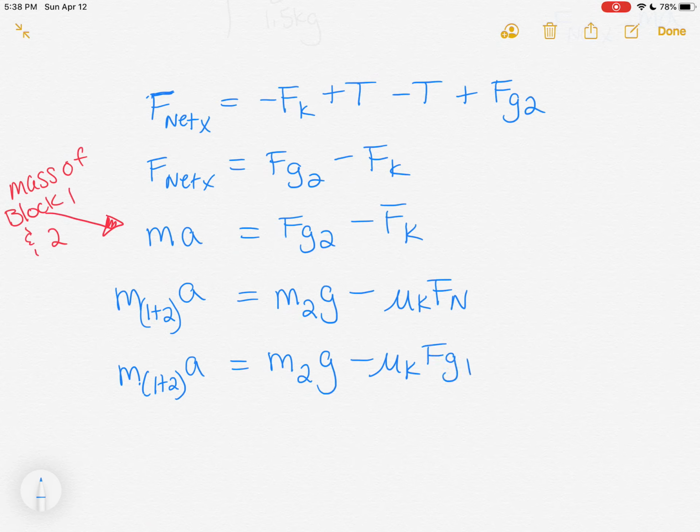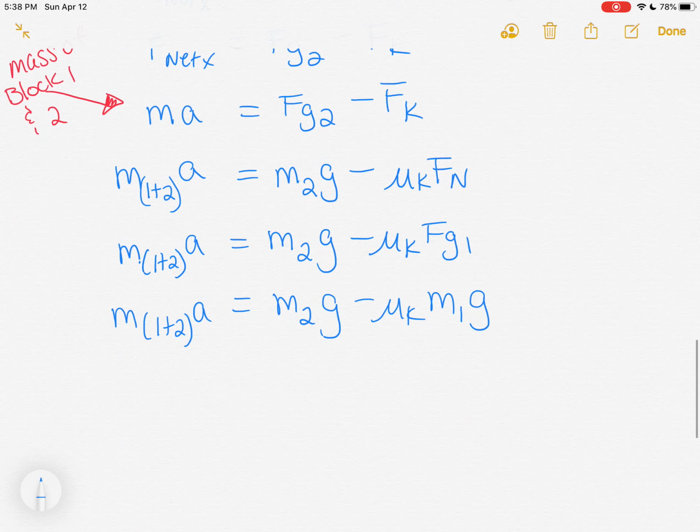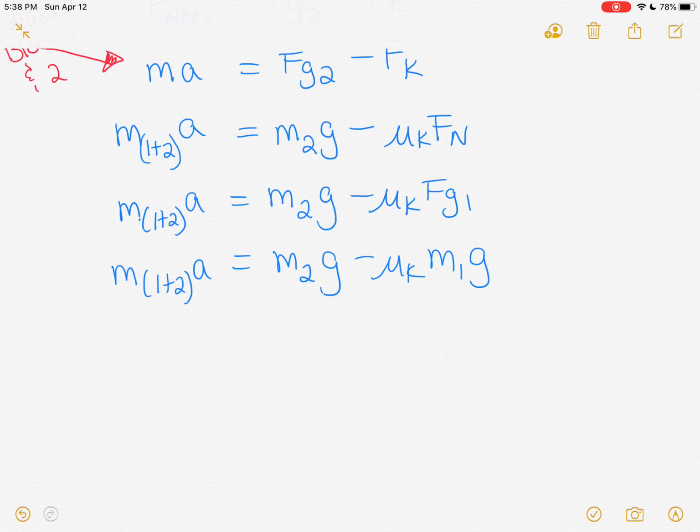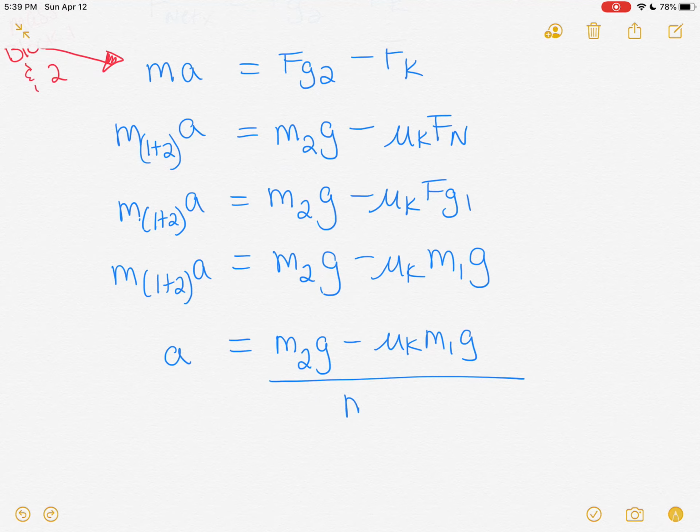Okay, for Fn, we can substitute Fg1, and then we can keep substituting. So Fg1 will be m1g. Okay, and so now we get to a point where we have all of these things. And so we're just going to do one more substitution so that we can solve for acceleration. So acceleration is going to be my m2g minus my mu k m1g divided by my m of 1 plus 2.